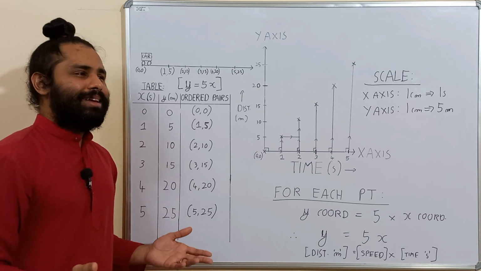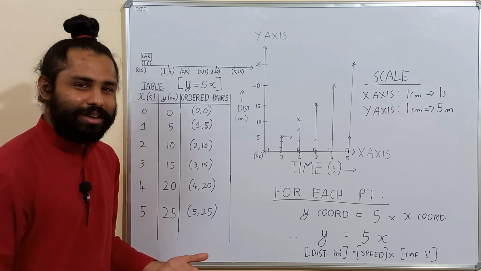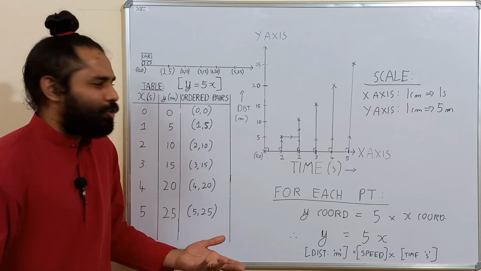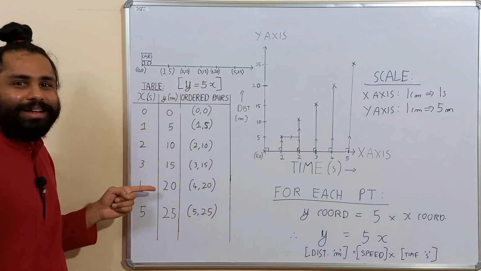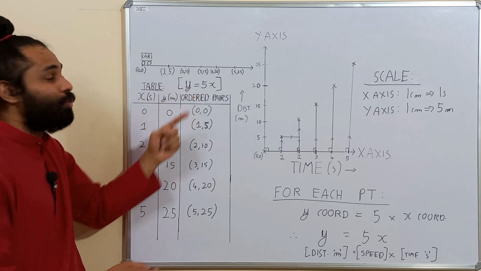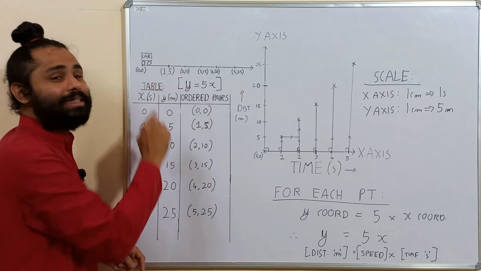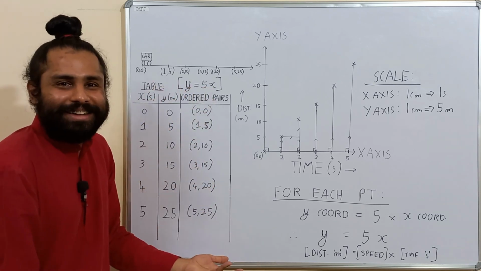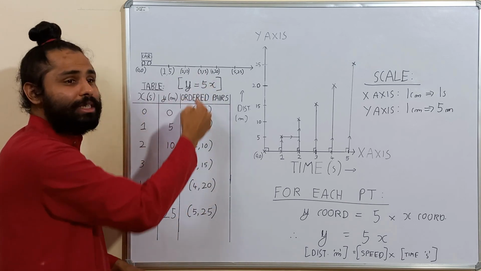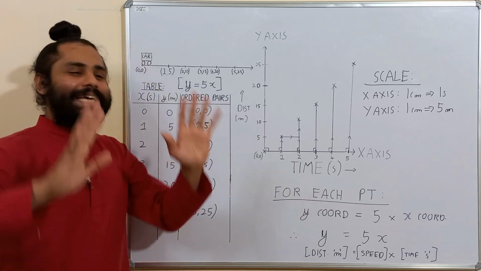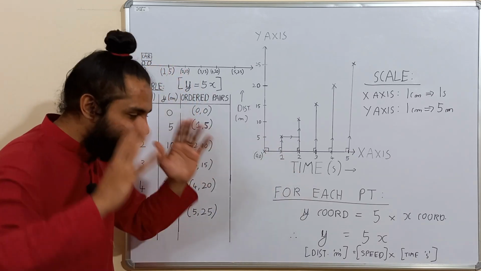Now, you might be thinking, bro, that's obvious, right? Yes, it is obvious. And why is it obvious? Because all of this came from this equation, from this table, right? And what does this equation tell you? For any value of x, the distance is 5 times x, right? It's 5 times the time, because 5 is the speed. So, since you used this equation, isn't this obvious? It is 100% obvious.